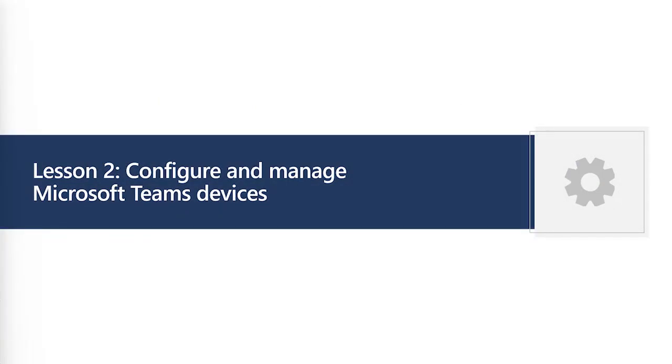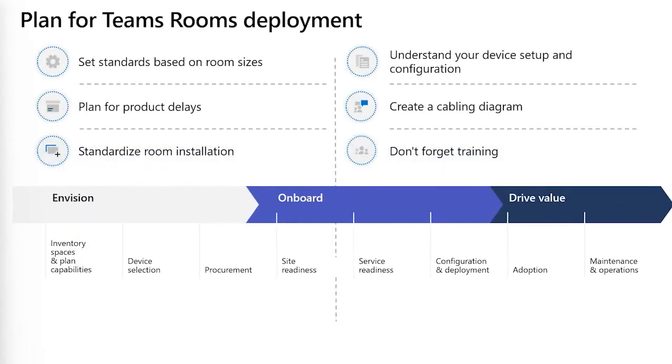Let's turn our attention now to configuring and managing Teams devices. First, we need to plan for Teams rooms deployments. So we'll have a different strategy depending on the room size and what the use is for the room. Maybe we want to get a few standard installation types so we don't have to keep planning every time there's some new space we want to utilize. And we can get some consistency across various offices if we're, say, a multinational organization. And we can standardize configuration. We can create cabling diagrams and train people as needed as well.